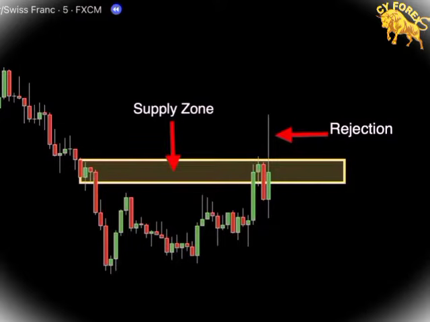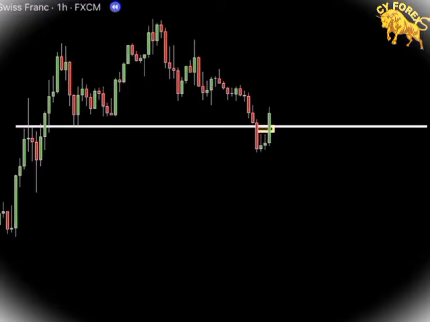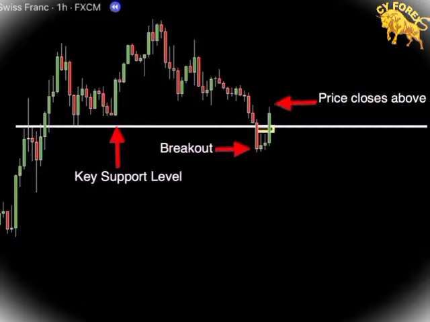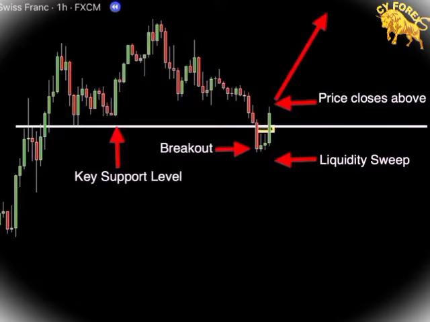But before jumping in, let's zoom out to the hourly chart. Here we see something important. A key support level was broken, but then price quickly reclaimed it, closing back above. This pattern is what we call a liquidity sweep, a classic smart money move designed to trap sellers by breaking below a support level, triggering stop losses, and then reversing upwards. This signal suggests that the bigger players are pushing the price up, not down.